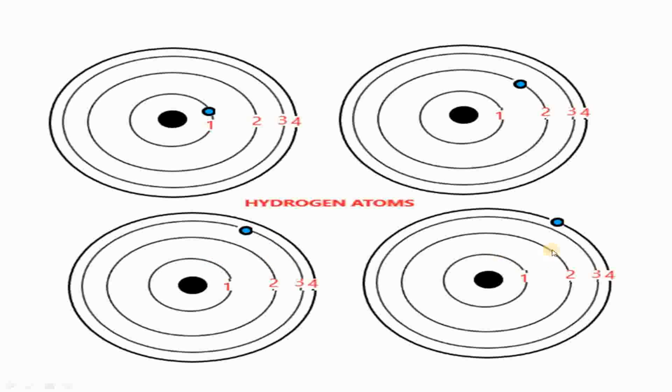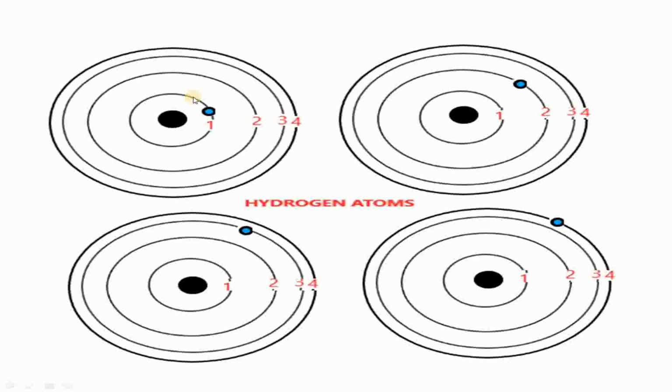In the fourth hydrogen atom, the electron transits from third excited state to the ground state by emitting a photon of frequency nu 3, and the corresponding wavelength of the photon is lambda 3. The arrangement of the emitted photons in the order of increasing wavelength is called emission spectrum of the element.